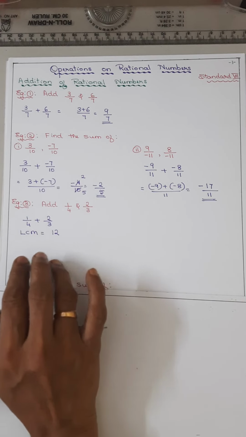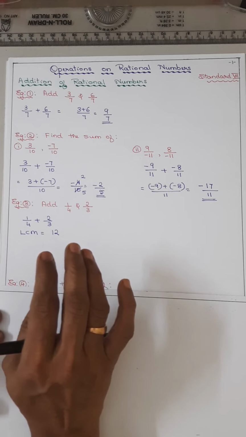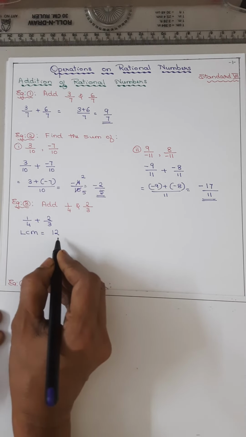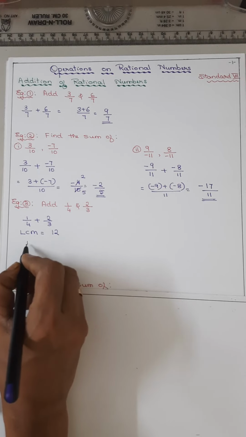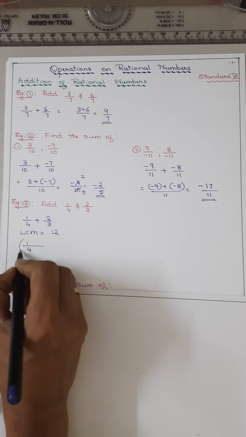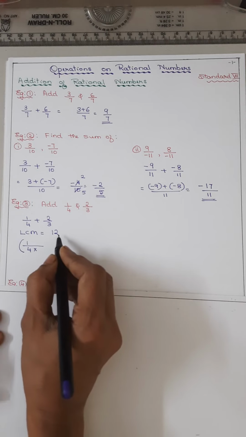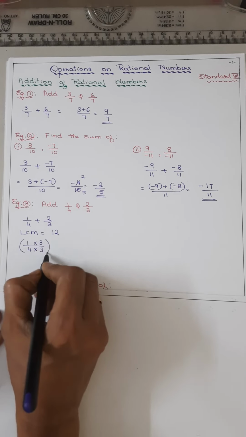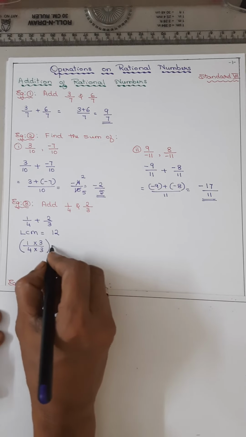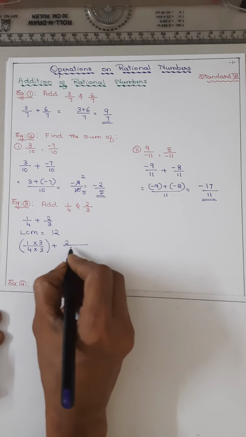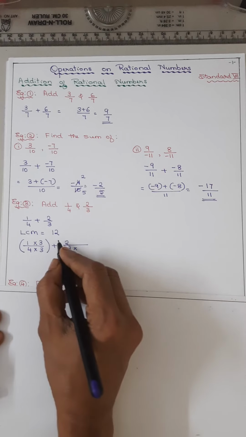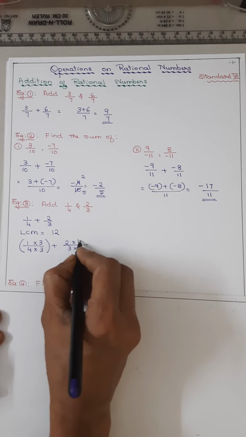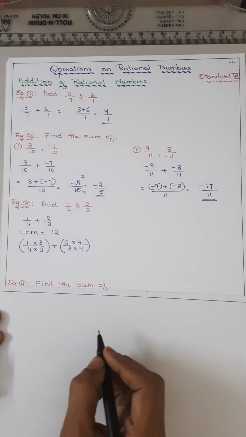This is the method how to see the LCM directly. And now convert this into the denominator 12. So 1 by 4, to make the denominator 12, 4 threes are 12, so multiply the numerator also by 3. Plus 2 by 3, convert into 12: 3 fours are 12, so multiply the numerator also by 4.